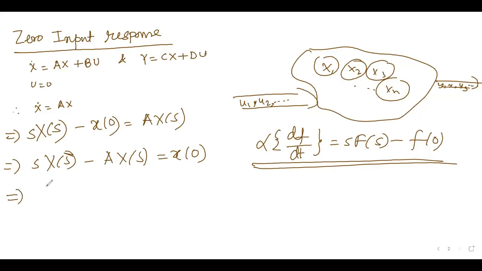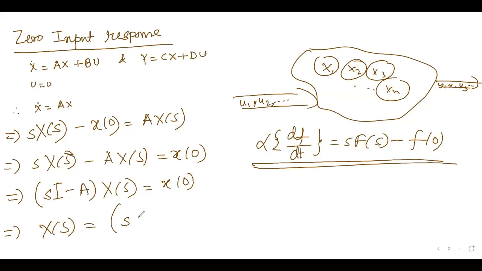Now if you take X(s) common, we get (sI minus A) X(s) is equal to x0, where I is the identity matrix. So X(s) is equal to (sI minus A) inverse x0. Now we'll find the solution due to the initial condition.